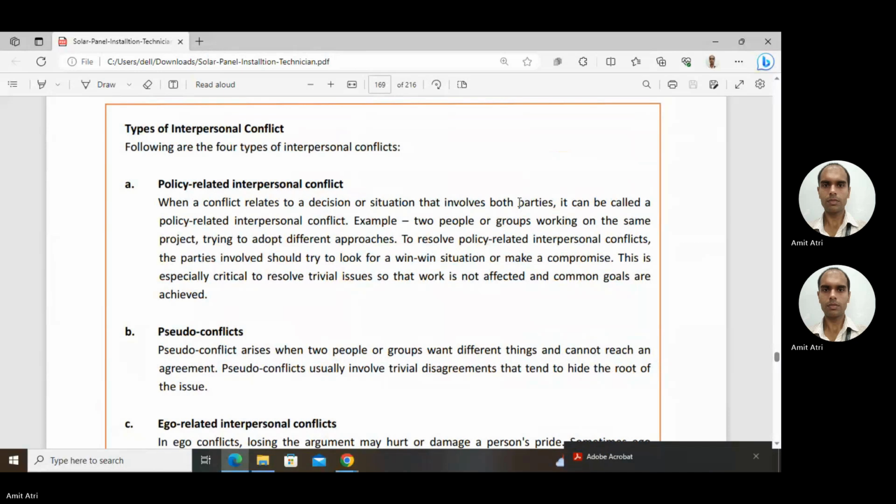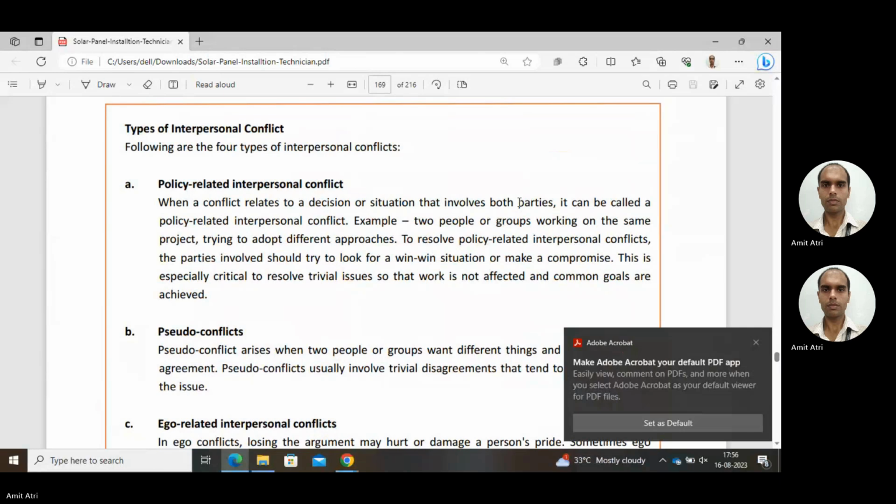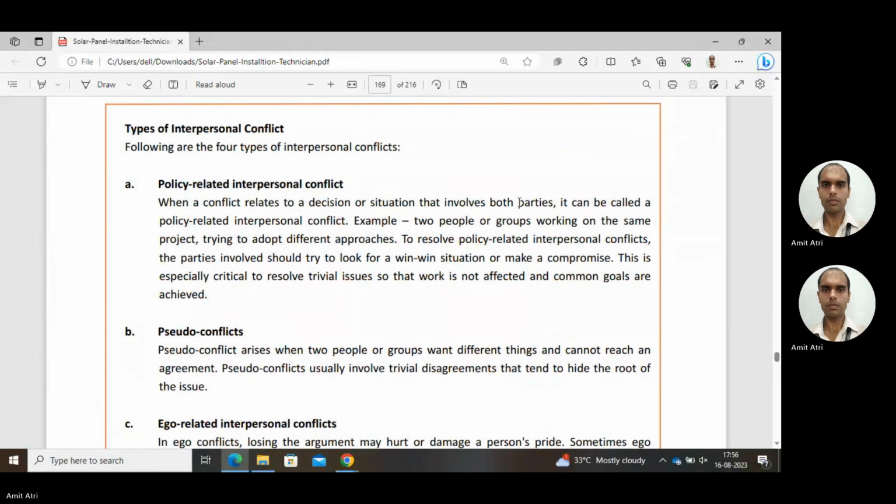There are four types of interpersonal conflicts. The first one is policy related interpersonal conflict. When a conflict relates to a decision or situation that involves both parties, it can be called policy related interpersonal conflict. An example is two people or groups working on the same project trying to adopt different approaches. To resolve policy related interpersonal conflicts, the parties involved should look for a win-win situation or make a compromise, where both benefit, or a compromise is made between the two parties.